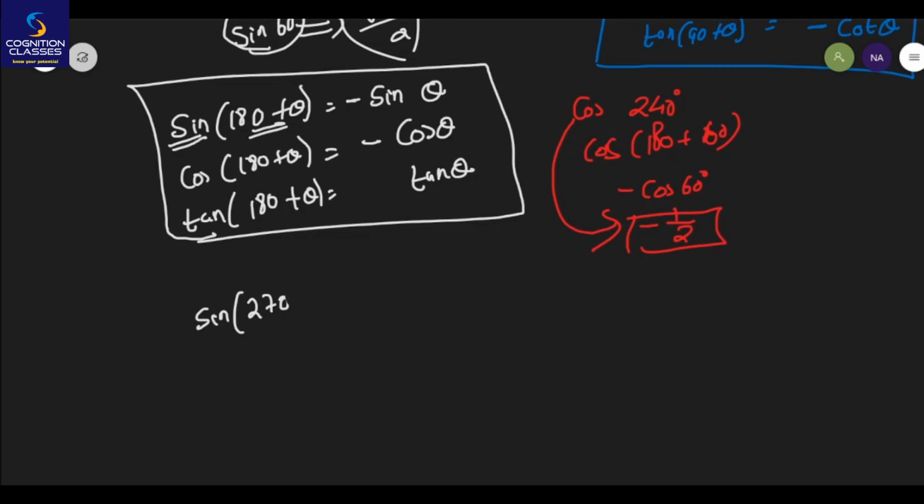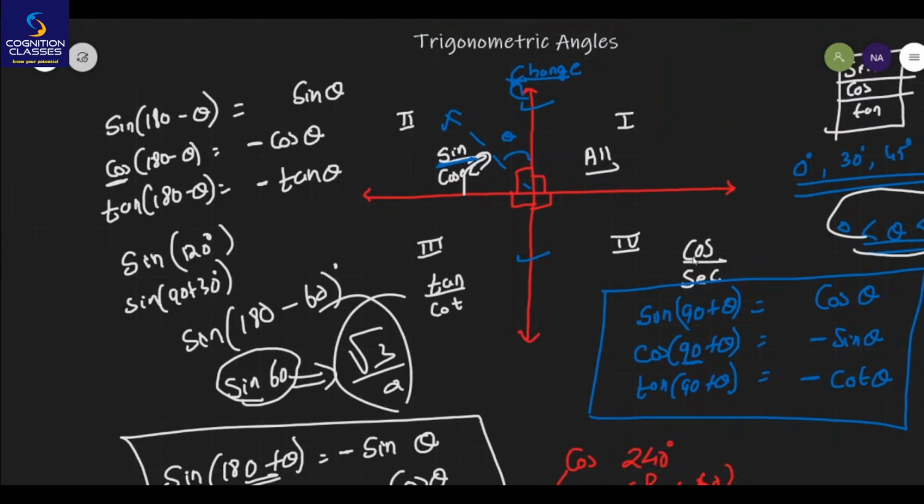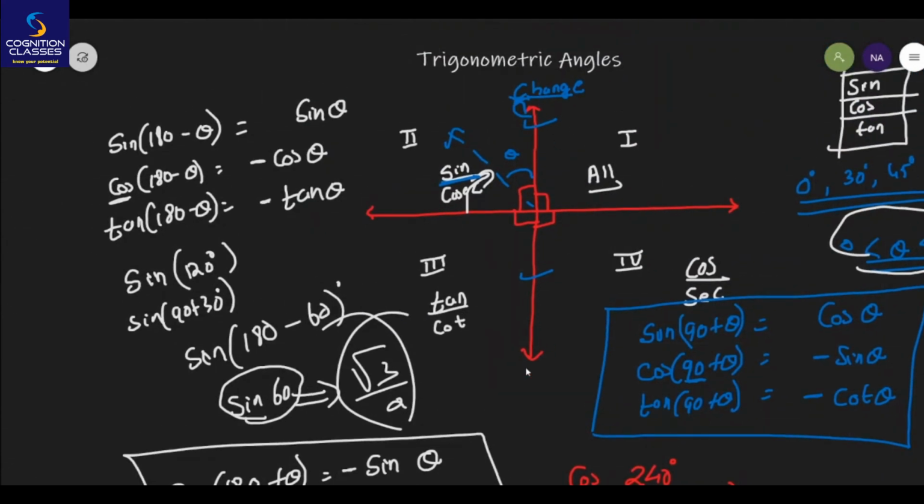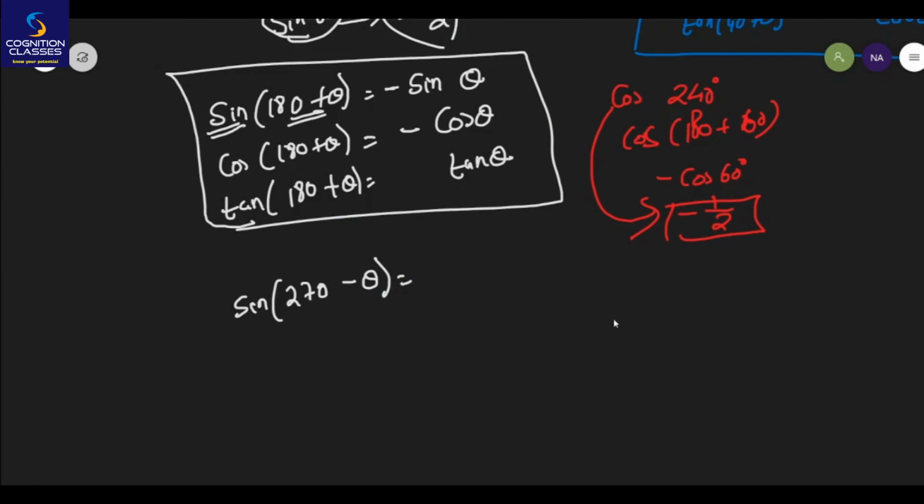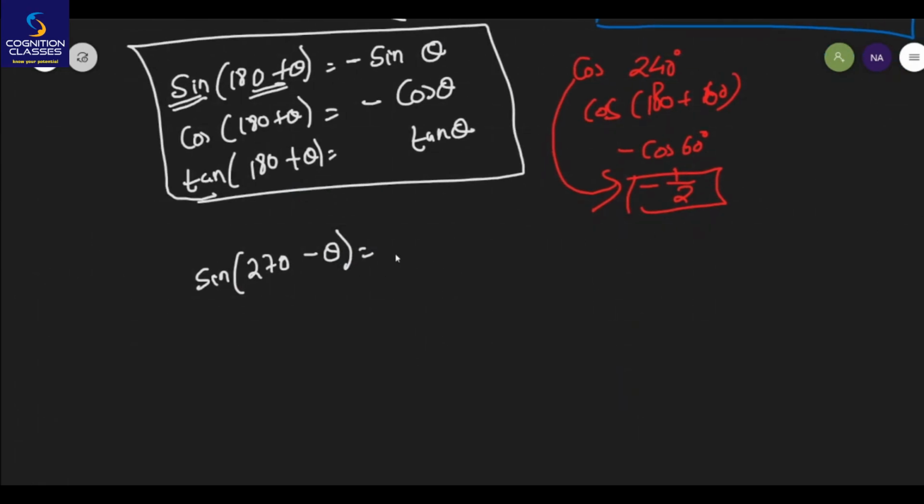After that we will go to plus theta. Let's stay in the third quadrant for now. So sine 270 minus theta. Again, 270 means axis of change. You have seen here already that 90 degree and 270 degree are the vertical axis, the axis of change. So for sine 270 minus theta, first of all it will become cos theta.